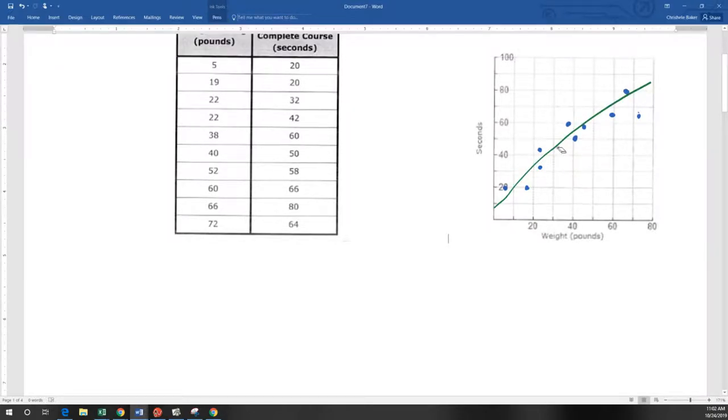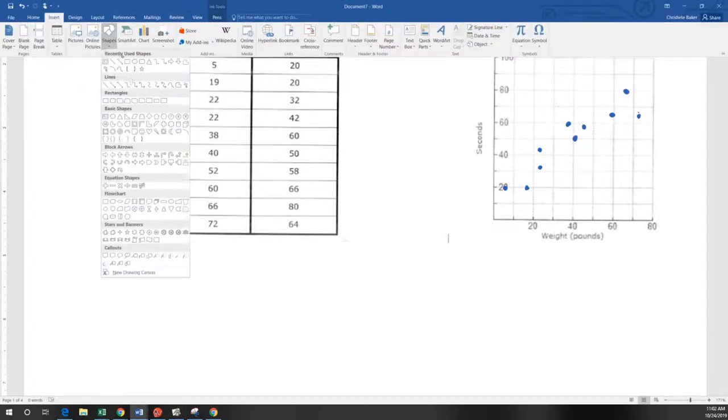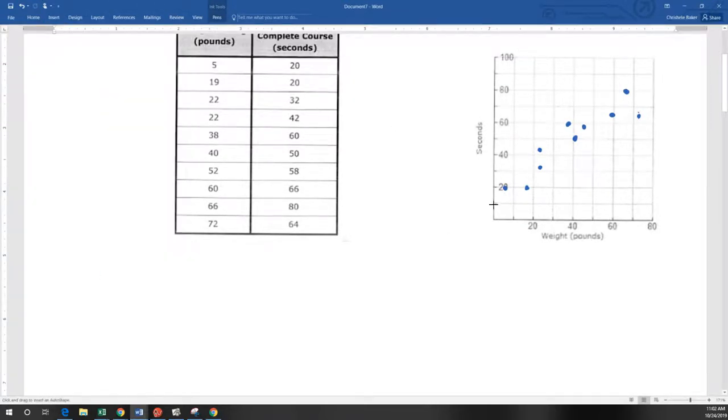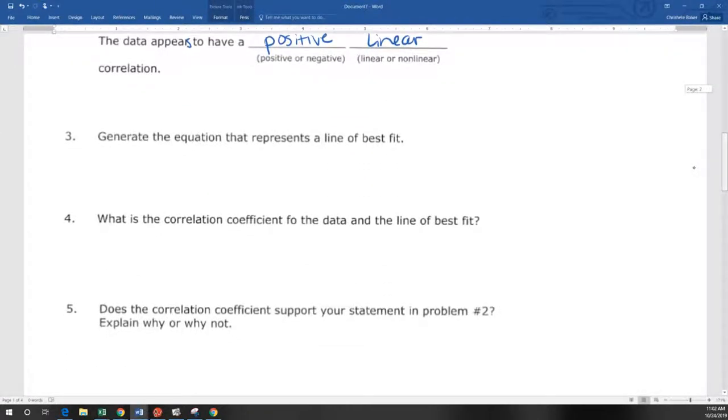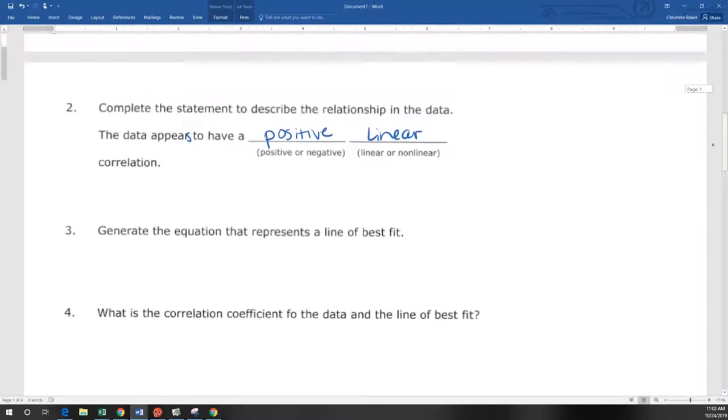Let me redo that. Actually, I can do this. This will be better. There we go. That line looks pretty good. Move it up a little bit. Definitely modeled by a straight line. Definitely positive.